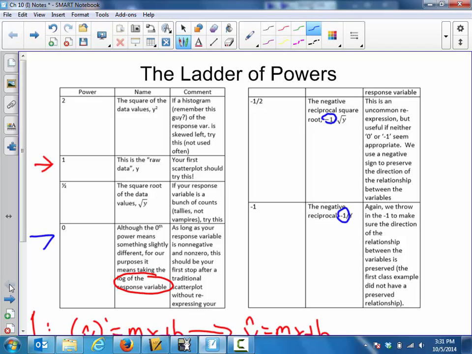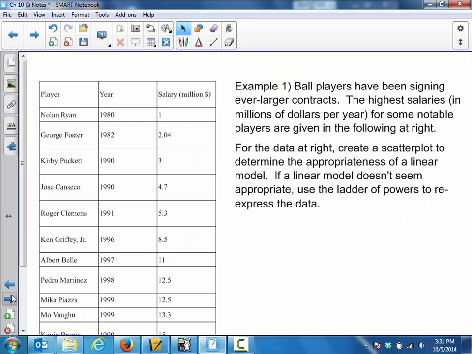If your data is not straight, you then try rung 0. That's your second step if you've not fixed anything. If that works, great. If it's not quite, if the residuals plot is not randomized, if your scatter plot's not straight, then you bounce around on the ladder from there. So let me show you how this works.